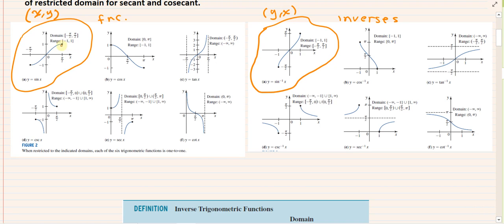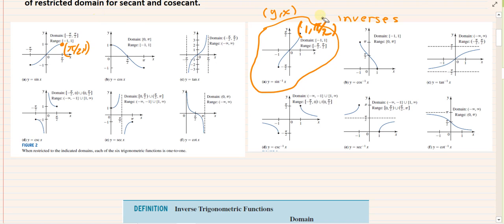So for instance, let's take a look at this point. This point is pi over 2 and 1. Right? So if I look at the graph of the inverse now, on the graph of the inverse, that point is 1 comma pi over 2. You see that? So that still holds, where you switch and swap the coordinates of x and y in order to get the inverse.